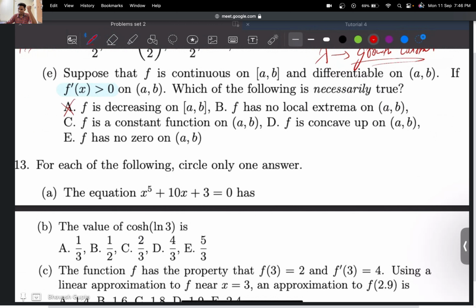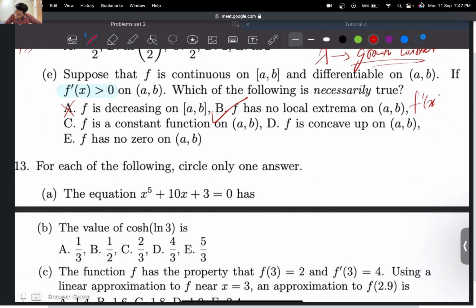Option B tells you that f has no local extremum. That's true. f has no local extremum, because to have a local extremum, you need to have a solution, right? Because f prime of x is never equal to 0.